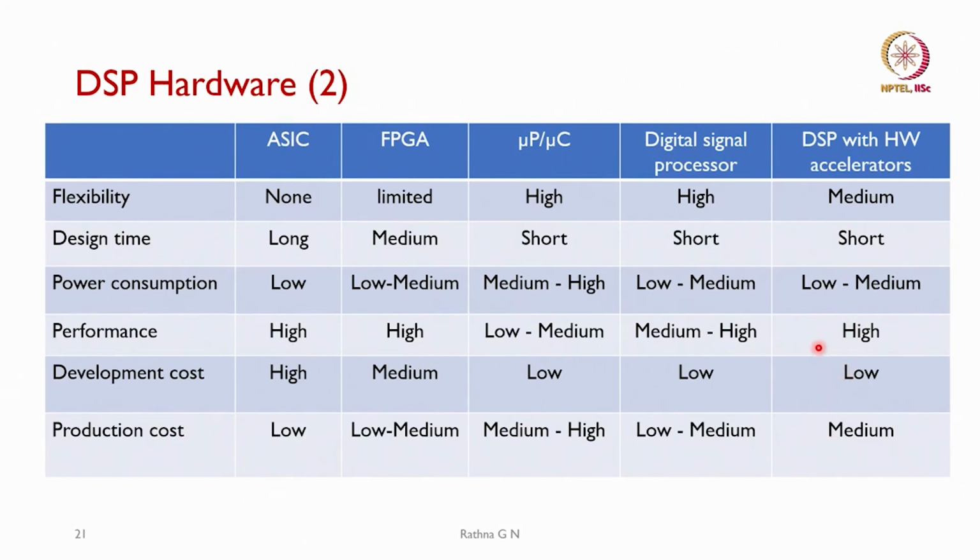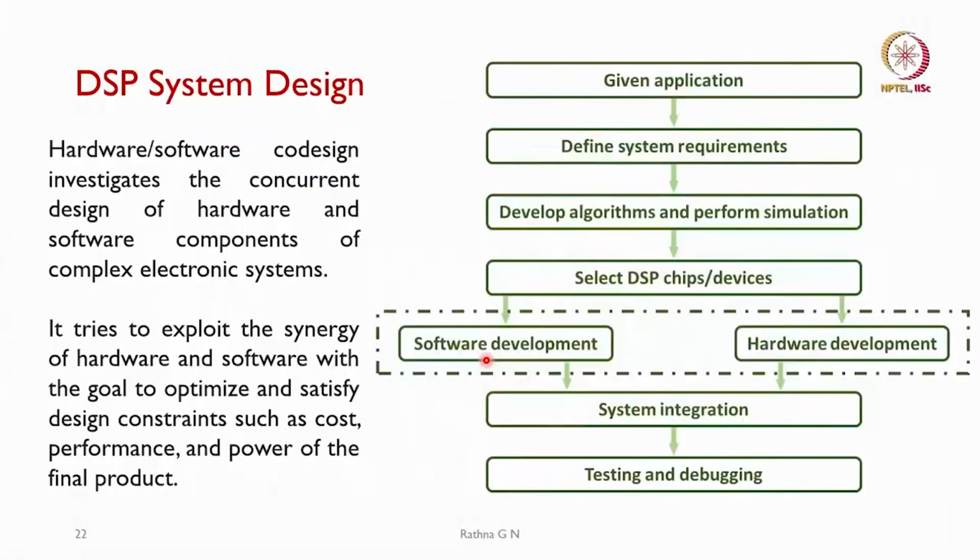So, if I have the hardware and I want to increase the speed of my DSP computations, then it is better to go with accelerators. So, these are the tables that decide what kind of hardware one has to select for their basic applications.